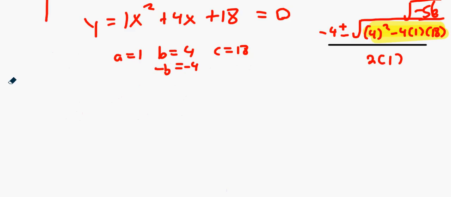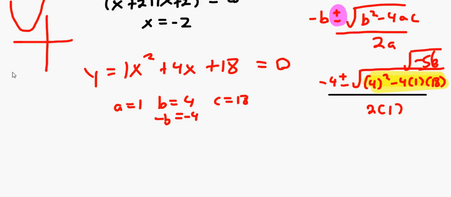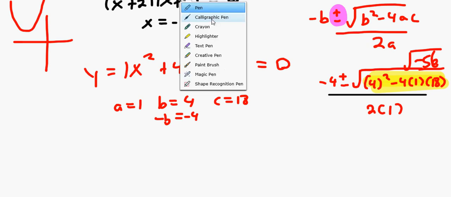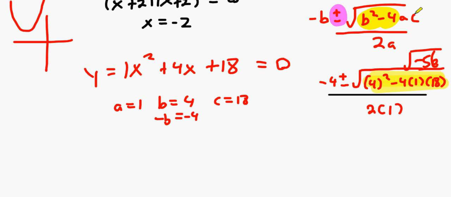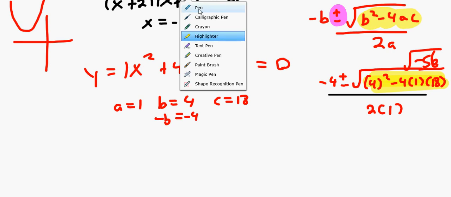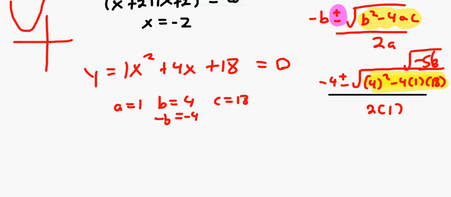It's a maths error. Now that brings me to the following question. Do you know the b squared minus 4ac part? This part here. It's known as the discriminant. So the word they use to describe that is discriminant.